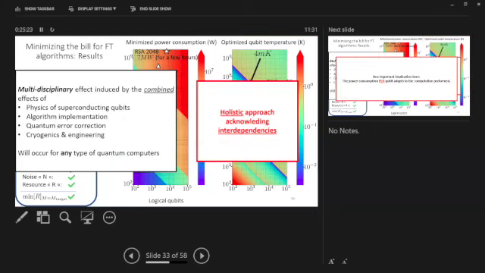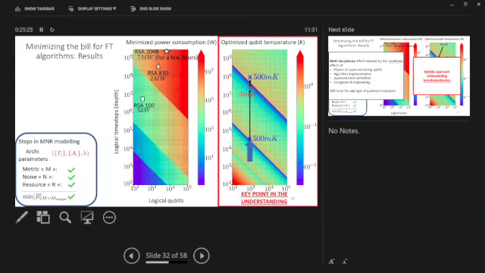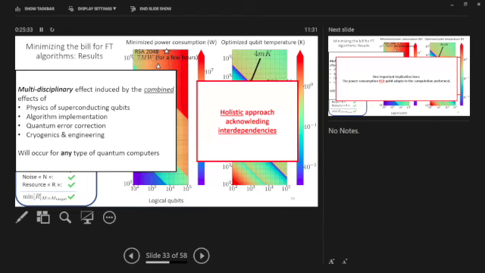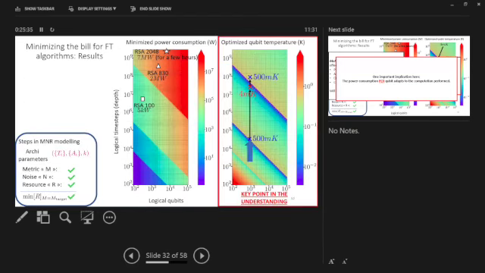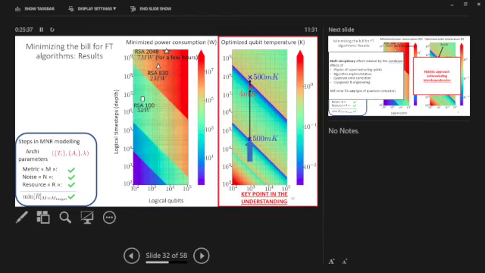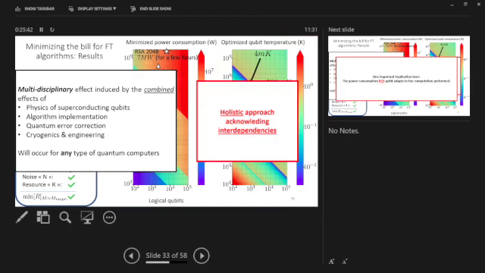We see that it depends on the way we implement the algorithm, because when I make the algorithm longer, my temperature varies accordingly with the algorithm I am implementing. It depends on the error correction I've chosen, because this is what specifies my boundary lines here. And it also depends, of course, on cryogenics and engineering. The reason why the script still tries to put the hottest temperature it can is because we want to minimize the power consumption, and the fact that Carnot efficiency plays a role there, for instance.